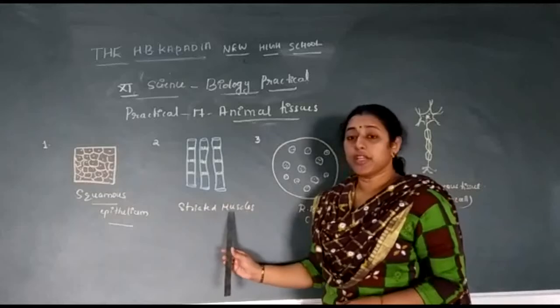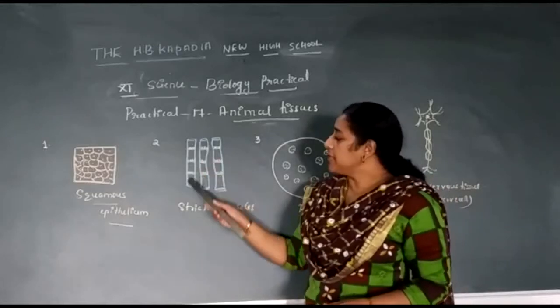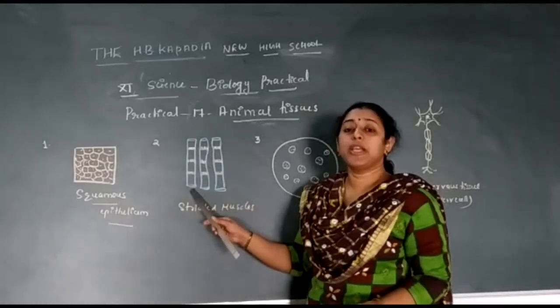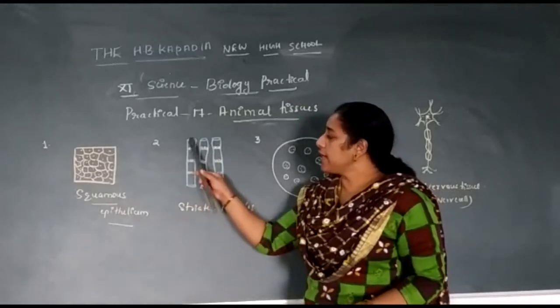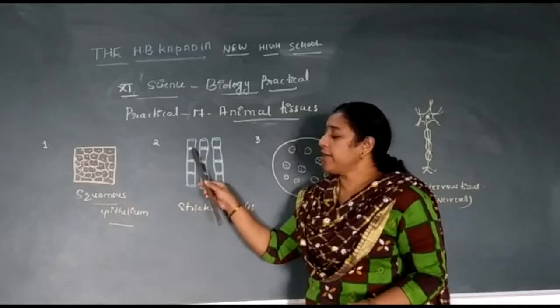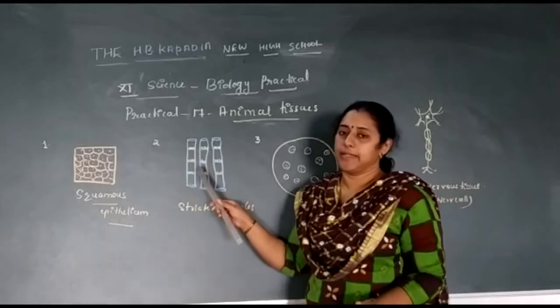This is the diagrammatic representation of striated muscle. You can find that the muscle tissue is made up of muscle fibers. The muscle fibers are normally long and cylindrical, having alternate light and dark bands. That's why the term striated muscle has come.